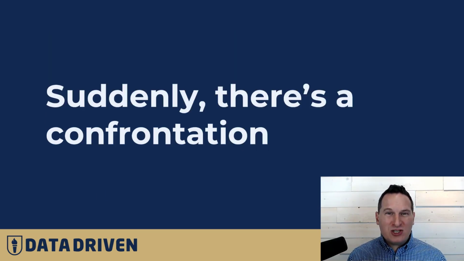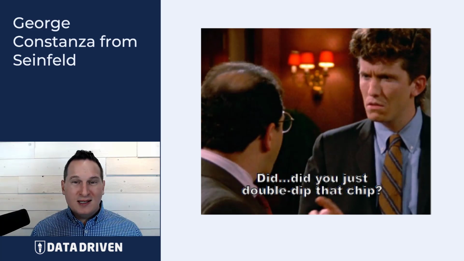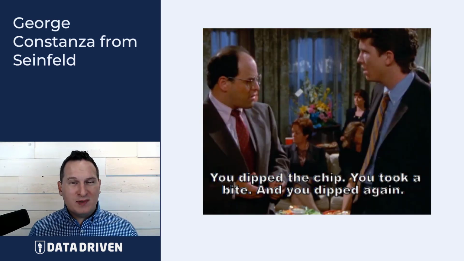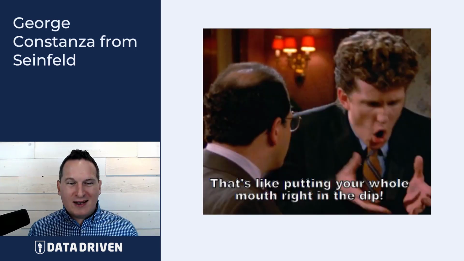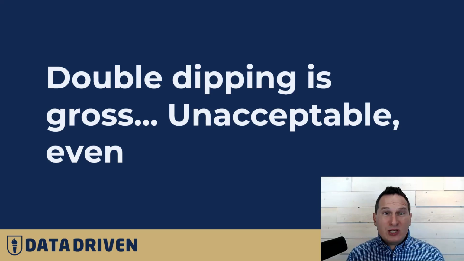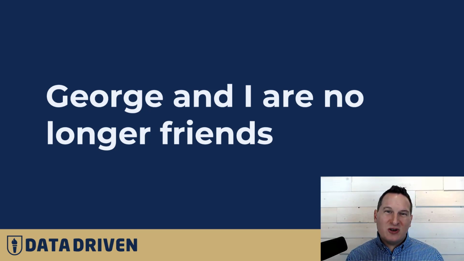And so there's a confrontation that develops. This person comes up to George and says, "Hey, did you just double dip that chip?" George is playing innocent. "Excuse me? What are you talking about?" He says, "You double dipped the chip." He says, "Double dipped? What are you even talking about? What does that even mean?" The guy says, "You dipped the chip, you took a bite, and you dipped again." And George says, "So what's wrong with that?" "Well, it's like putting your whole mouth right in the dip. From now on, just take one chip, dip it, and then take another chip. That's why you don't want to double dip, because double dipping is gross and it's unacceptable behavior." So needless to say, George and I are no longer friends. Some would say we were never friends in the first place.